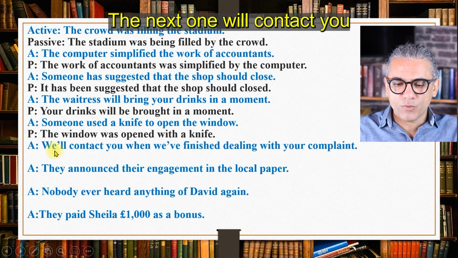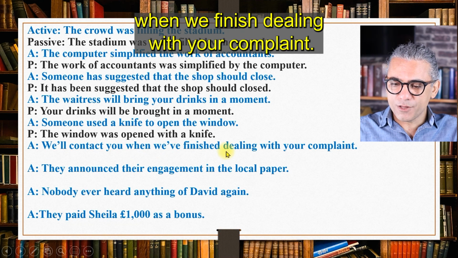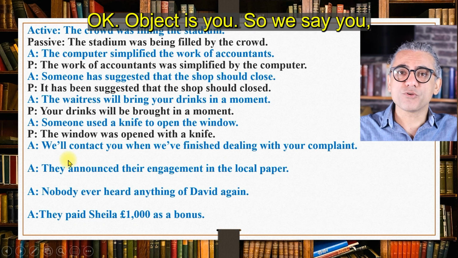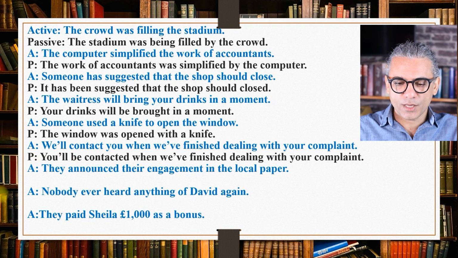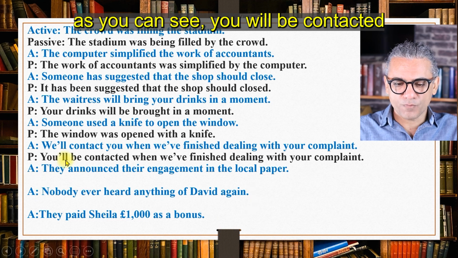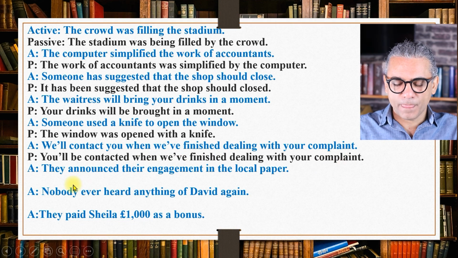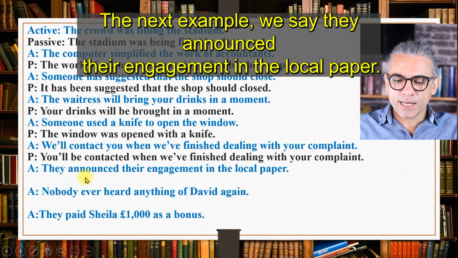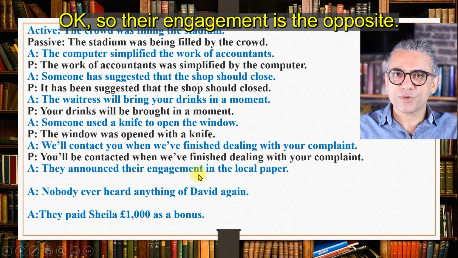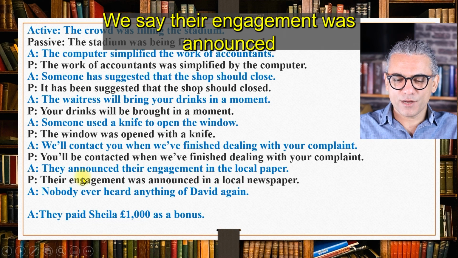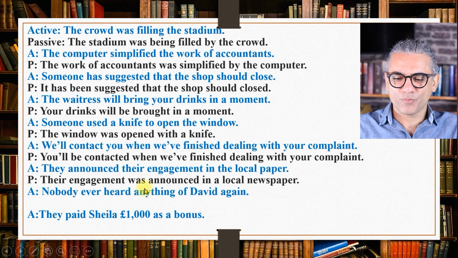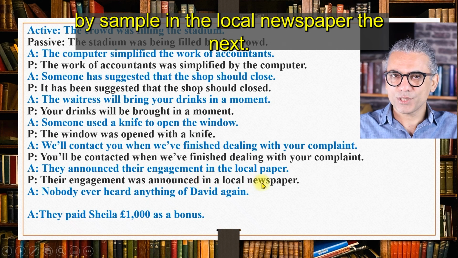The next one. "We'll contact you when we've finished dealing with your complaint." Okay, the object is "you." So we say, "You will be contacted," future simple, "when we have finished dealing with your complaint." The next example, we say, "They announced their engagement in the local paper." Okay, so their engagement is the object. We say, "Their engagement was announced," past simple, "in the local newspaper."